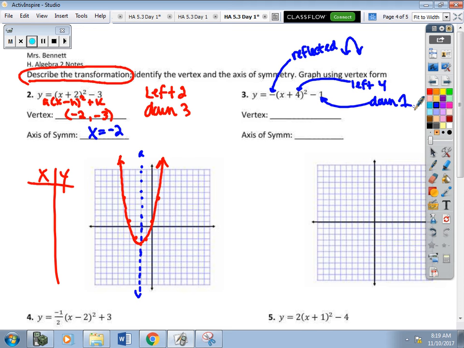What would my vertex be? Abby? -4, -1. Axis of symmetry, -4.